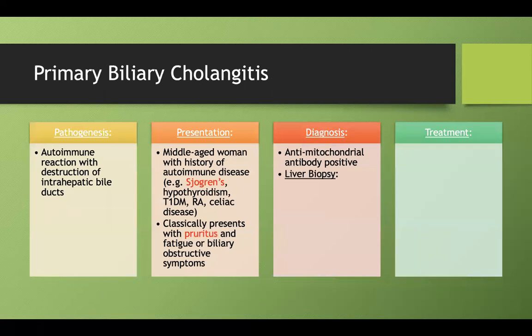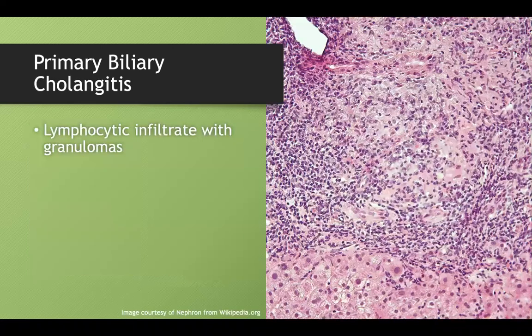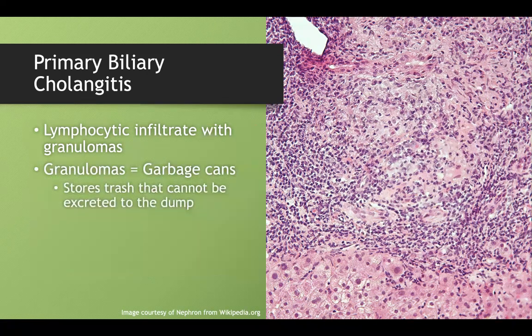You can also diagnose PBC with a liver biopsy, and this is going to show you a lymphocytic infiltrate with granulomas. So here's a histologic representation of PBC, and just think of granulomas. I've mentioned this before in a few other lectures, that granulomas are basically the garbage cans of your body, and they store trash that can't be excreted elsewhere. And so here you have your lymphocytic infiltrate. All these little purple dots are your lymphocytes, and you can see all these big granuloma garbage cans existing as well.